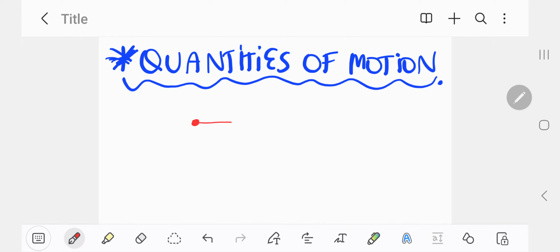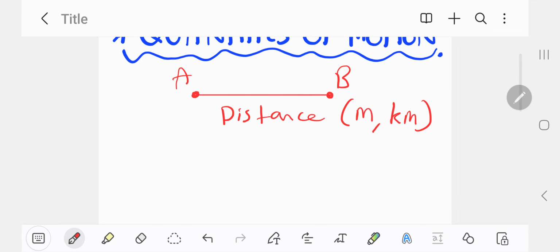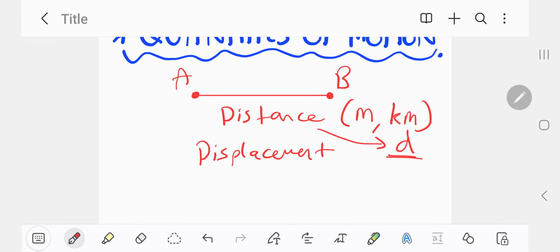Distance, quite simply, is the length between 2 points. Looking in terms of one dimension, a straight line, 2 points, point A, point B, that's distance. And in physics, we usually use the units of meters, the meter, lowercase m, or the kilometer, lowercase km. That's distance. Now, displacement is how far you are from your starting point. We usually use d in physics for distance, d for distance.